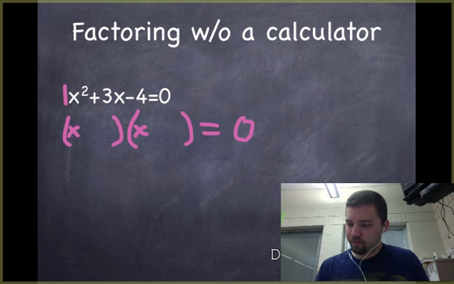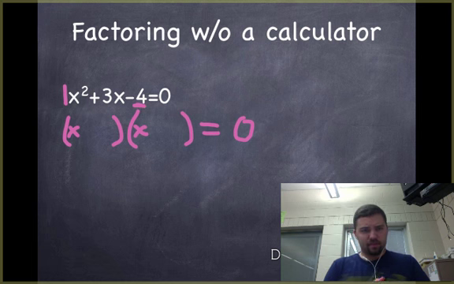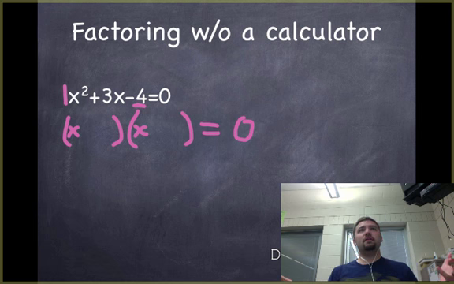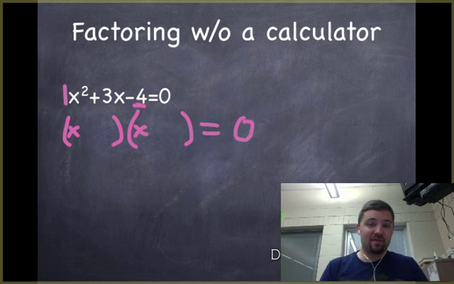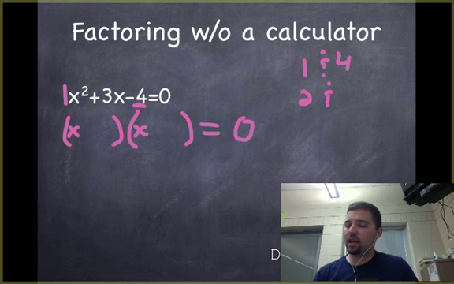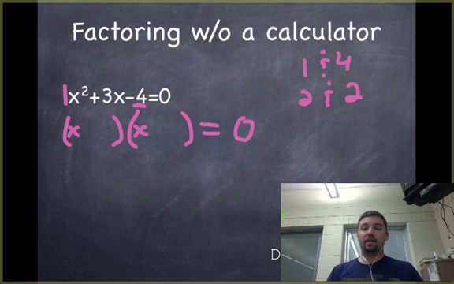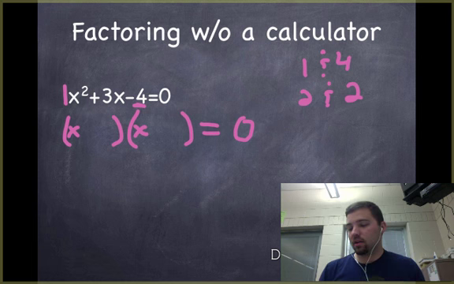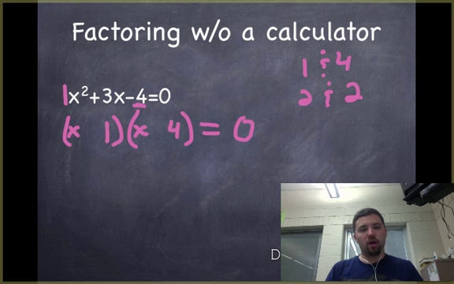Now, I look at the last term in the expression, negative 4, and I ask myself, what numbers multiply to give me negative 4, but combine to give me a positive 3? So I think about factors of 4. I've got 1 and 4, and I've got 2 and 2. Well, 4 and 1, I think I can combine those to give me 3. Okay, so let's look at 1 and 4. So I'm going to put a 1 in here and a 4 in here, and you'll see it doesn't really matter where we put the 1 and the 4.